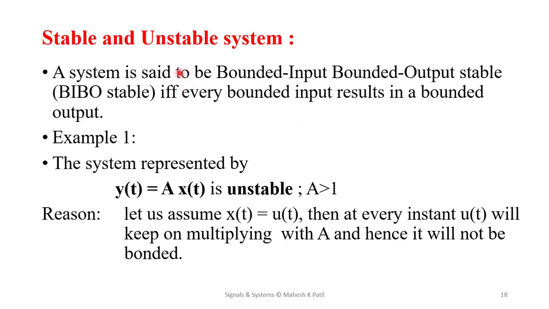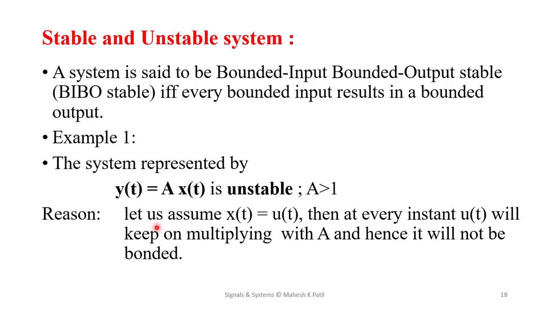Now we'll see the next system, that is stable and unstable system. A system is said to be bounded input bounded output stable, that is BIBO stable, if and only if every bounded input results in a bounded output. So as an example you can consider here, y of t is equal to a of x(t), where a is any arbitrary number which is greater than 1. So this particular system is the unstable system.